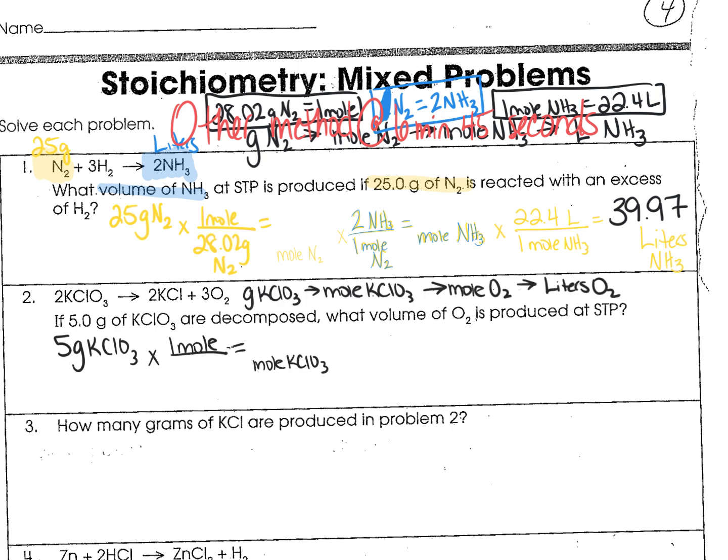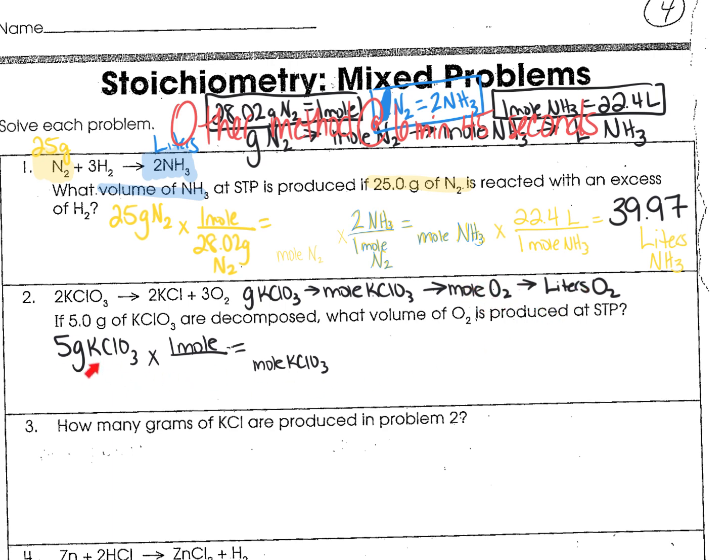All right, for the next problem, we're given grams of KClO3, and we need to find a volume of oxygen. So I've laid out my steps. I'm going to have to convert grams of KClO3 to moles of KClO3. Then I can use my mole-to-mole ratio to find out how many moles of oxygen, and then I'm going to convert moles of oxygen to liters of oxygen.